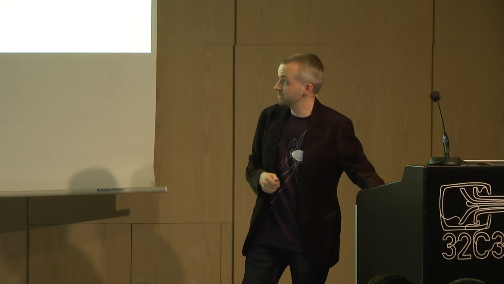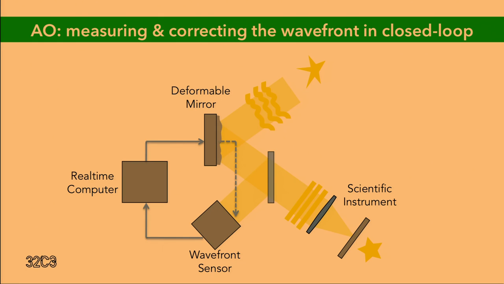Then we have a scientific instrument, because actually we do want to see what is in there. And so this thing in the middle is a beam splitter. It takes some of the light, puts it to the wavefront sensor, not all, because most of it shall go into the scientific instrument. And there, as you see here, the wavefront is straightened out again, and then I can focus it into my instrument.